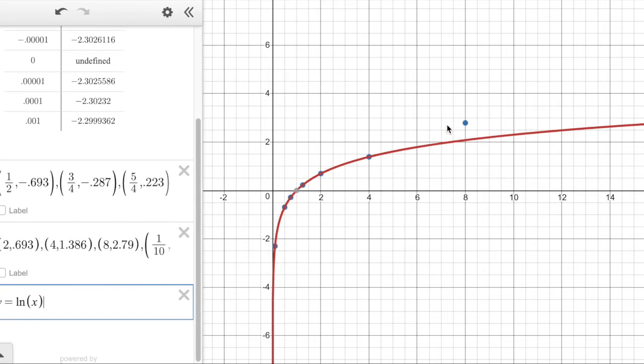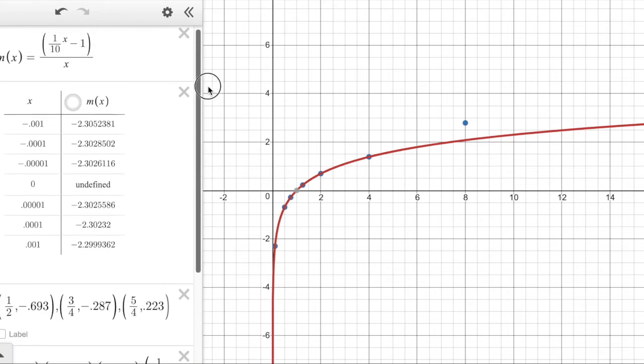Oh, I must have something wrong here. What happened to my 8? Actually, let's put 8 back in here because I missed it.